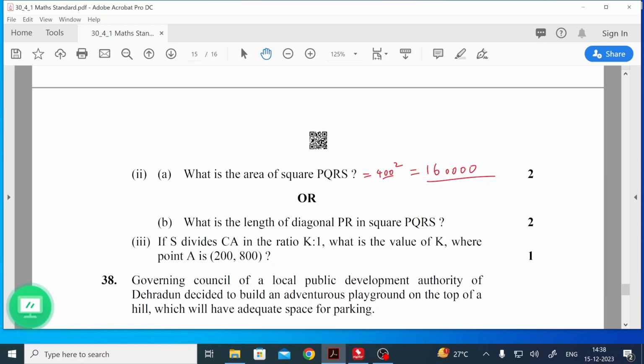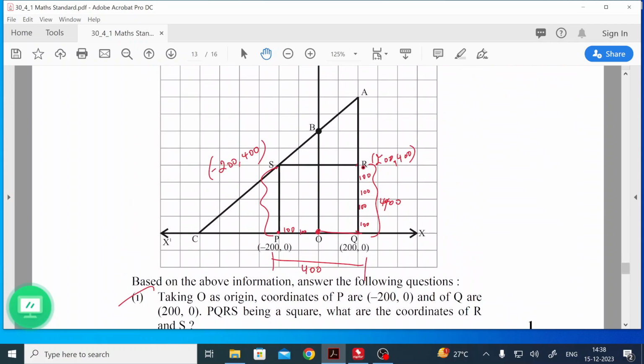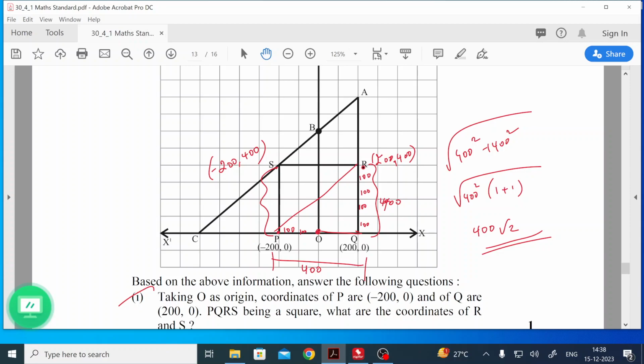What is the length of diagonal PR? Diagonal PR they are asking. This distance we have to find. Okay, 200, both are different. 400 square, 400, again 400. This will be in root. 400 if you take common outside, then you will be getting 1 plus 1. Then 400 root 2. This is the length of the diagonal. Understand? Right. Next question.